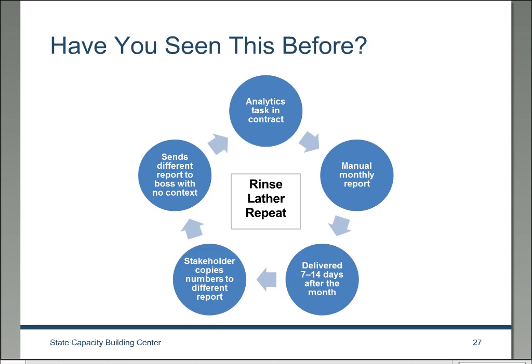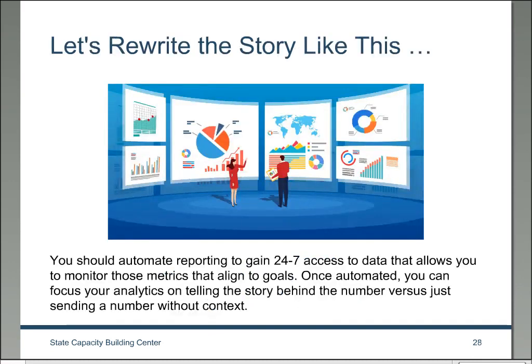And they look at maybe 3 or 4 numbers, and they're going to copy and paste these numbers into a different report and send it to their boss, who then may take those numbers and copy and paste that and do it for their boss and send it out. This is also probably a cycle that just keeps going and going, hence the rinse, lather, repeat sort. This is a story that I've heard a lot with that kind of scenario.